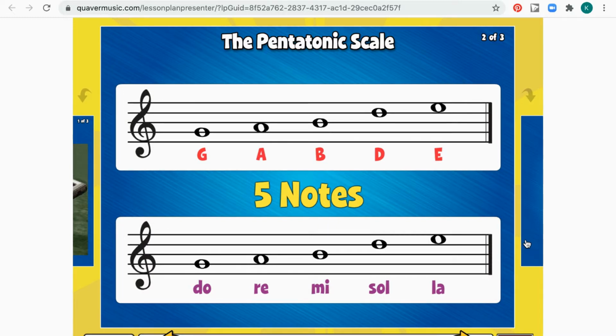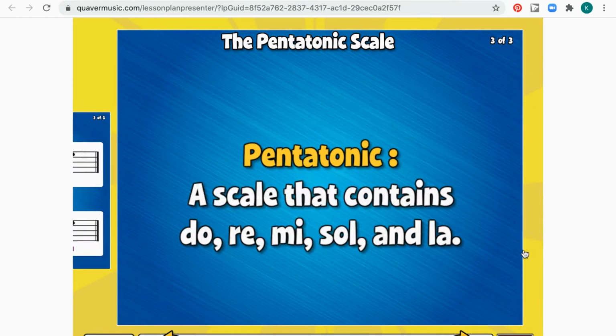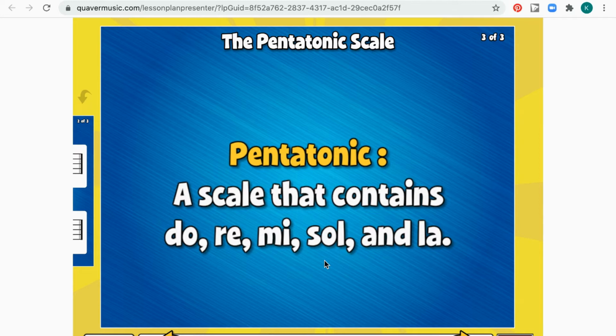How many notes are in the pentatonic scale? There are 5 notes in the pentatonic scale. Now that scale can start on any single letter that is in the musical alphabet. But in this example, we have the pentatonic scale starting on G. G, A, B, D, and E. So the notes that are in the pentatonic scale are do, re, mi, sol, and la. We skip over fa in the pentatonic scale. Pentatonic means a scale that contains do, re, mi, skip fa, sol, and la.